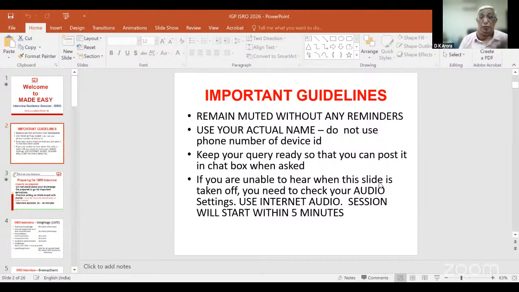Obviously, you should use your actual name so that we can ask you to unmute and address your specific query once we start on that mode.